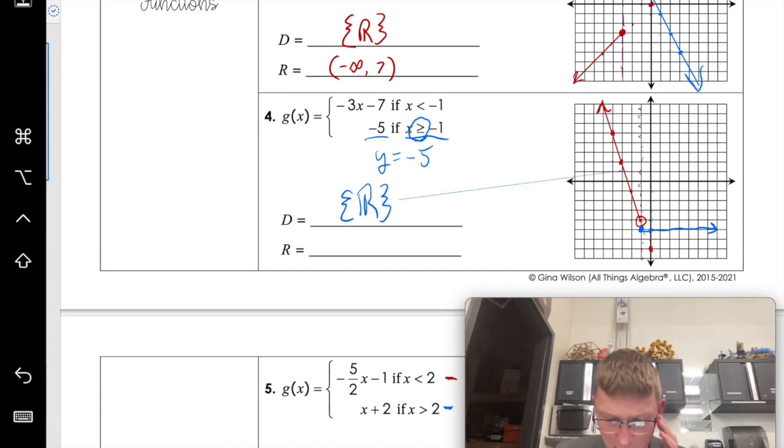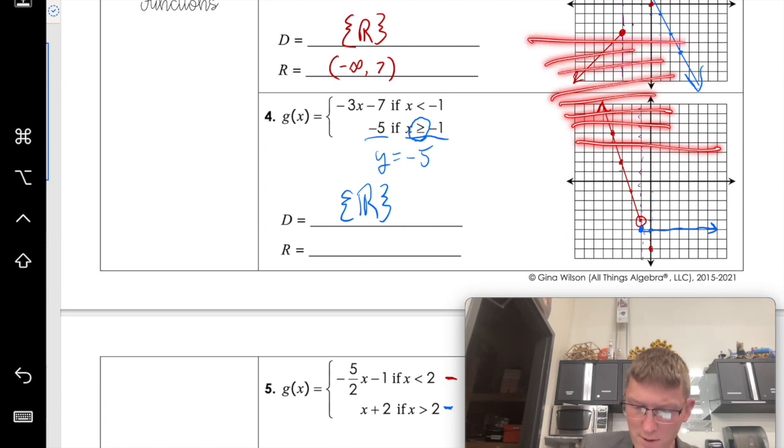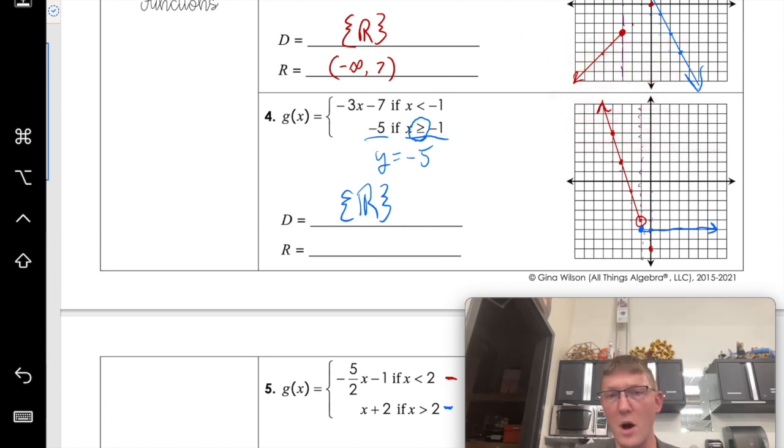Our range is going to be a little more interesting to figure out. I'm going to use horizontal lines. This goes on up forever, but there's a limit to how low it goes. So it goes all the way down. Now notice this part is an open circle. This value right there, which is what? 1, 2, 3, 4. So at y equals negative 4, that is not one of the values, so you can't include that in the range.